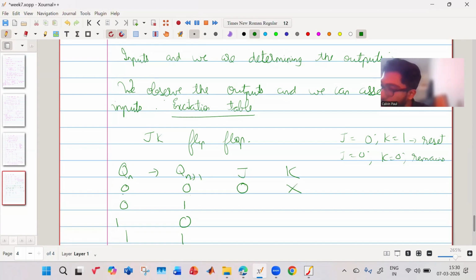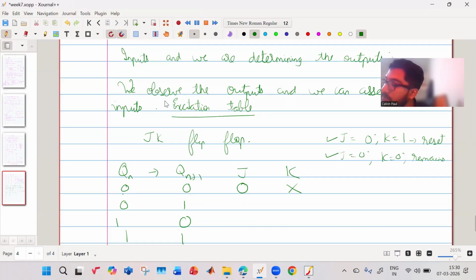So if your Qn is 0 and Qn plus 1 also is 0, then what could have been the possible inputs? One is you have applied inputs J equal to 0, K equal to 1, telling your flip flop you must reset. If it was already 0 and you say reset, it will still remain at 0. Next, you could also have J equal to 0 and K equal to 0. That means you're telling the flip flop to retain whatever previous condition Qn you have, so Qn plus 1 should be equal to Qn. This is a possible input, or J equal to 0, K equal to 1 is also a possible input. In both cases, J is 0, so you replace J by 0. And K could have been 1 or 0 as well, so it is marked as an X.